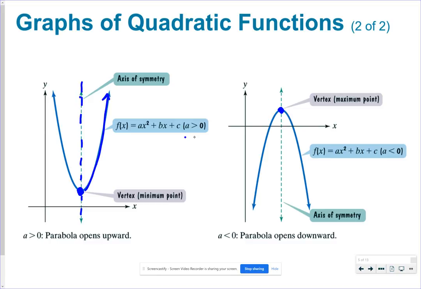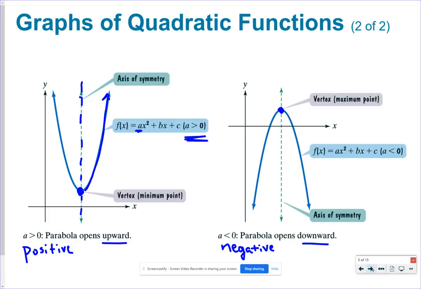Now notice this one is when a is positive. Greater than 0 means positive. So if a is positive, our parabola opens upward. If a is negative, our parabola opens downward. So positive is up, negative is down. And it depends on that leading coefficient, that a value. All right.